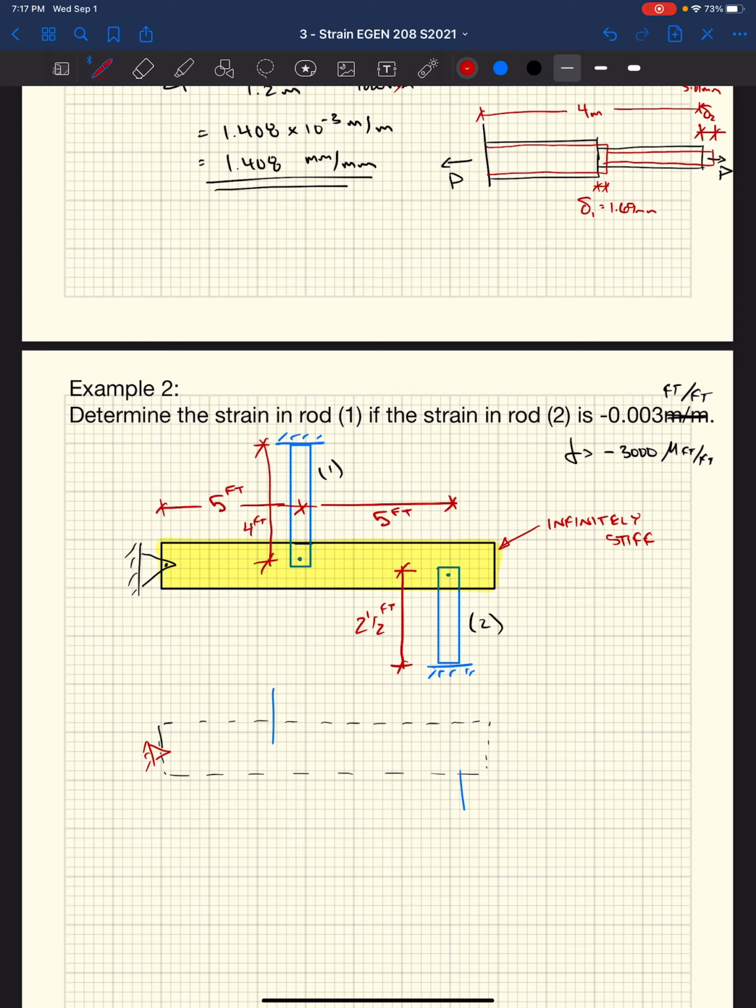So if there is a strain in rod 2, which was given in the problem statement as negative 0.003 feet per feet, that means compression, right? It's due to a negative normal stress. So that's going to get shorter. If it gets shorter, that means that this bar is going to rotate downward about this pivot point. So if we look at this rod now, it's going to do something like this. That'll be our deflected rod.